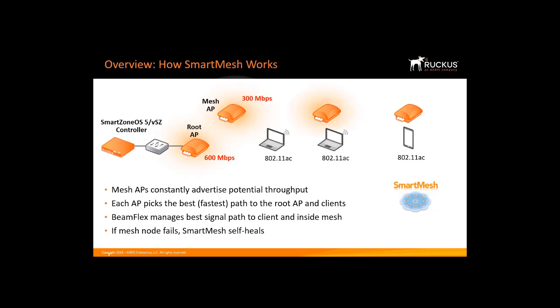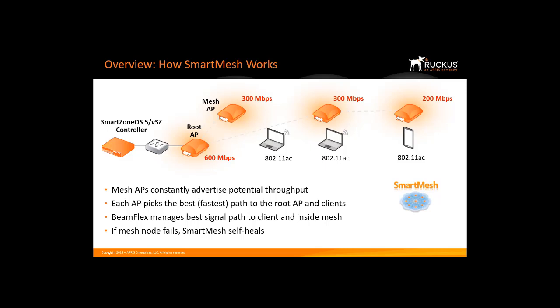The second meshing AP has a direct view of the root AP. It may also advertise a capacity of 300 megabits per second. The third meshing AP, however, does not have a direct view of the root AP. As a result of taking an extra hop, 2 in this case, its capacity advertisement is 200 megabits per second.